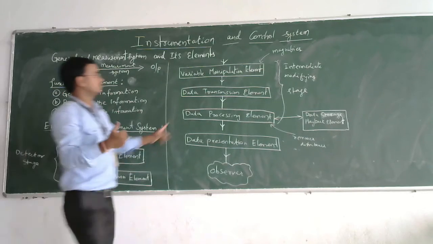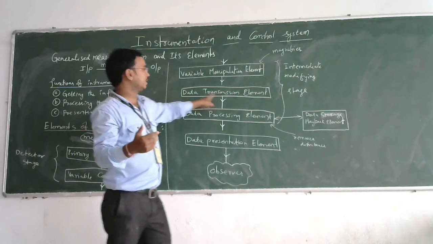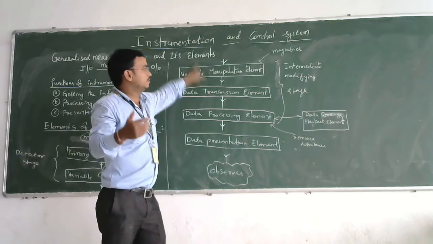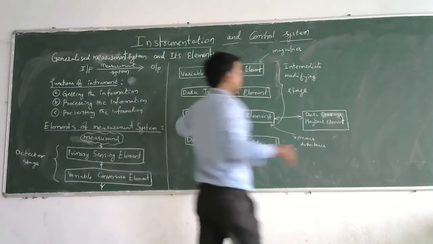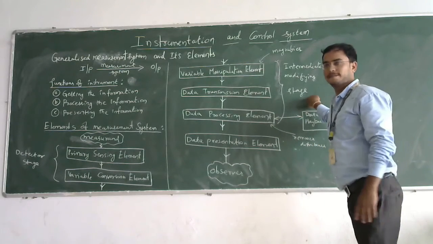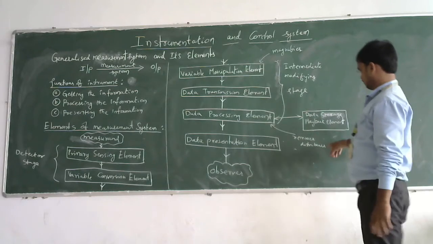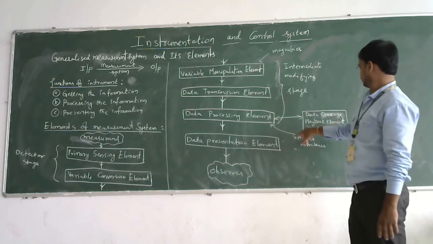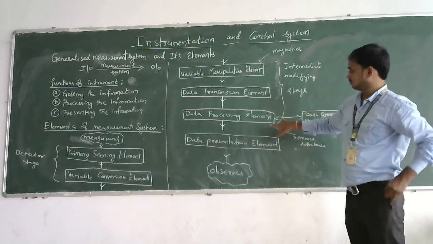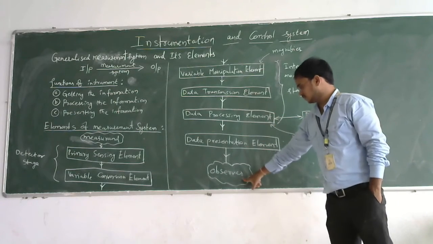Next, variable manipulation element, data transmission element, data processing element. These three together are called the intermediate modified stage. Intermediate modified stage. And finally, we reach the last one, the observer.